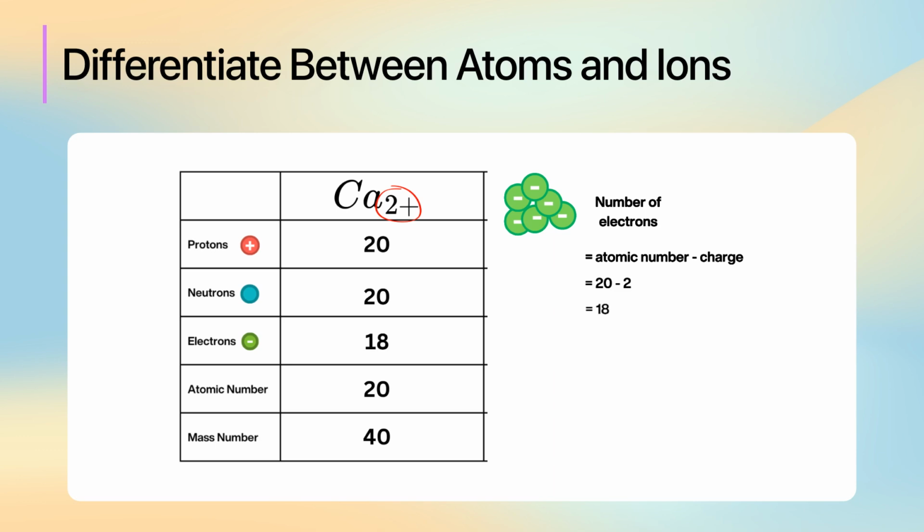By following these steps, we can accurately determine the number of protons, neutrons, and electrons in simple ions. This method not only helps us to understand the composition of ions, but also their chemical behavior and interactions. Keep practicing with different elements and their ions to master this technique.